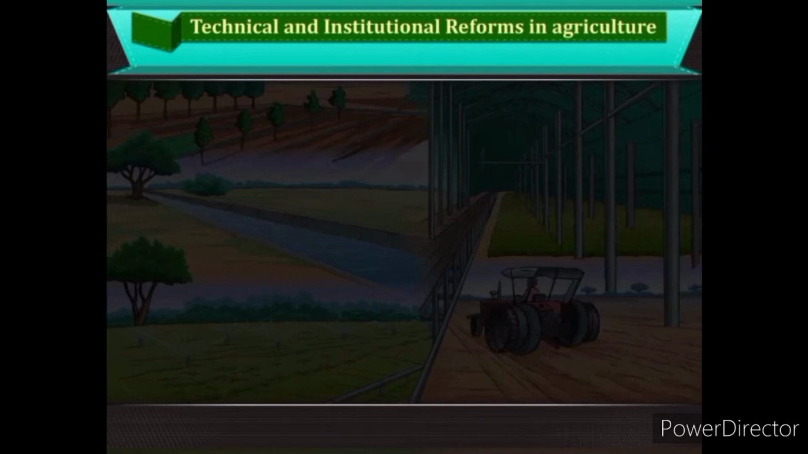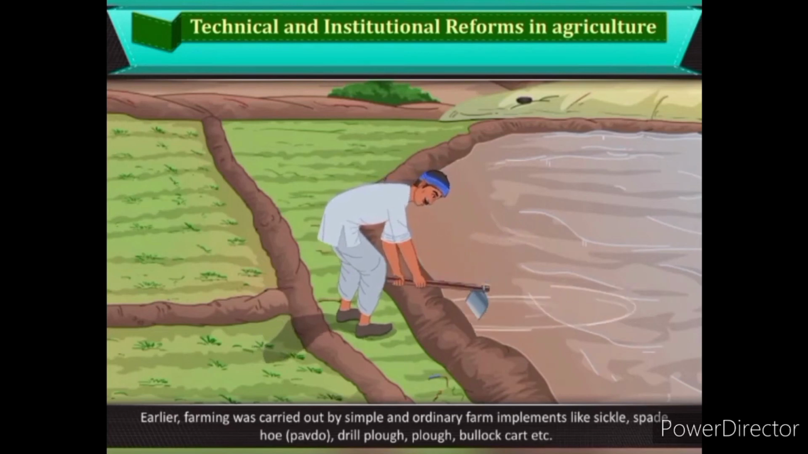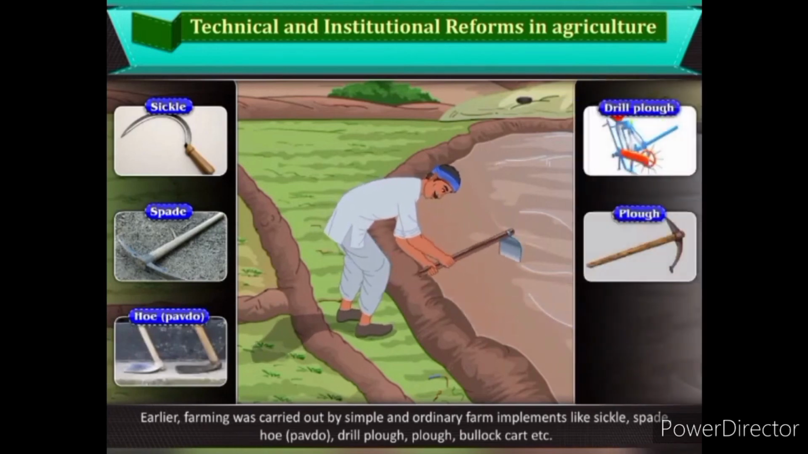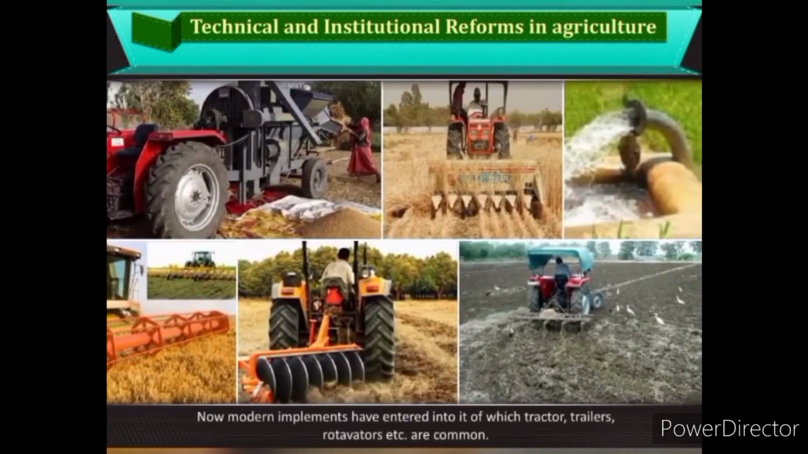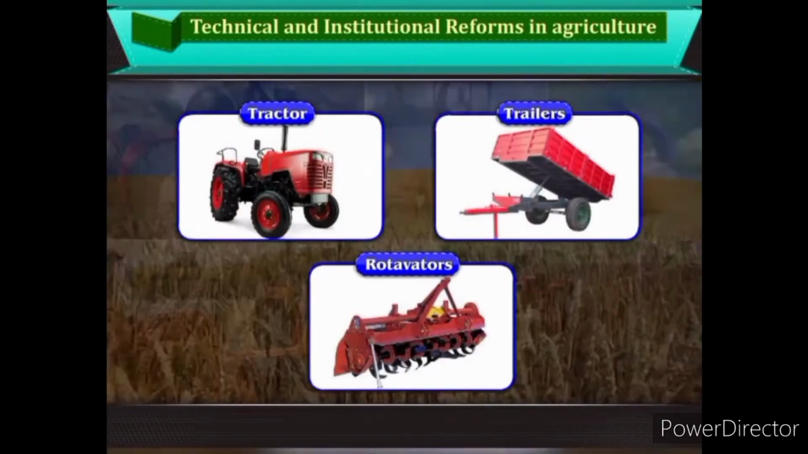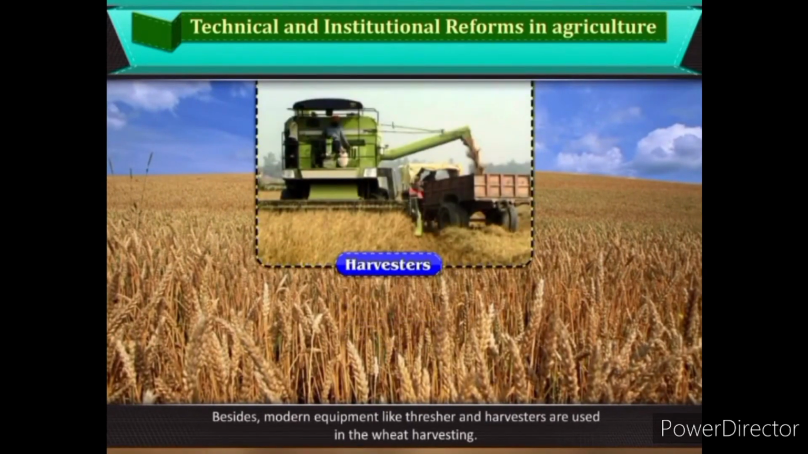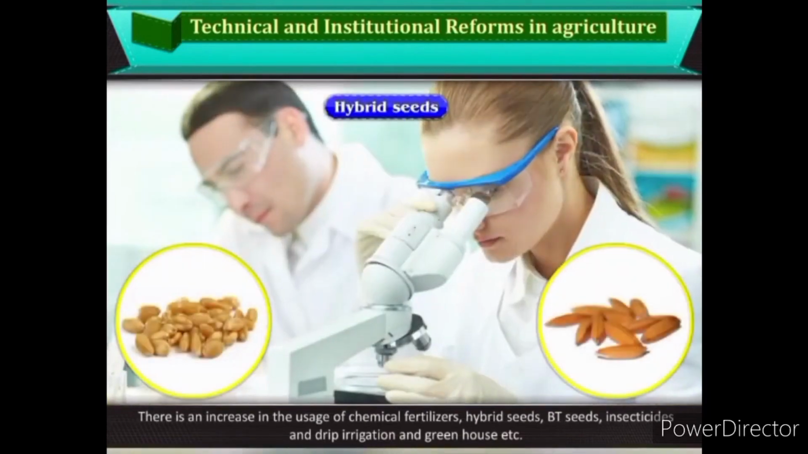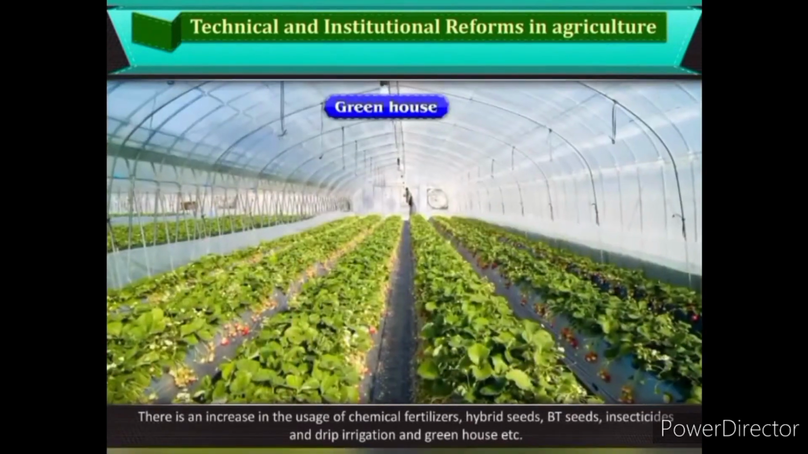Technical and institutional reforms in agriculture. Earlier, farming was carried out by simple and ordinary farm implements like sickle, spade, hoe or pavdo, drill plough, plough, bullock cart, etc. Now, modern implements have entered into it, of which tractor, trailers, rotavators, etc. are common. Besides, modern equipment like thresher and harvesters are used in the wheat harvesting. There is an increase in the usage of chemical fertilizers, hybrid seeds, BT seeds, insecticides, and drip irrigation and greenhouse, etc.